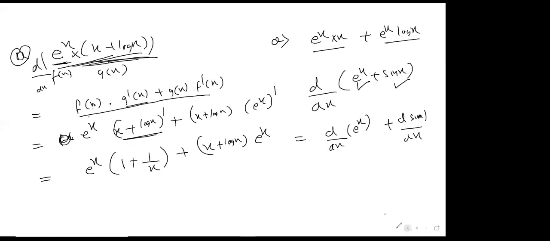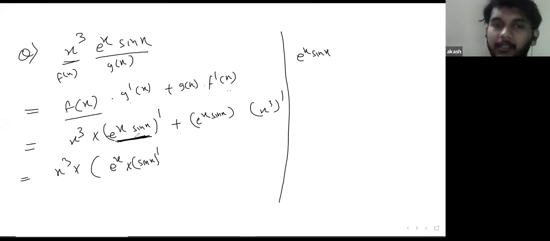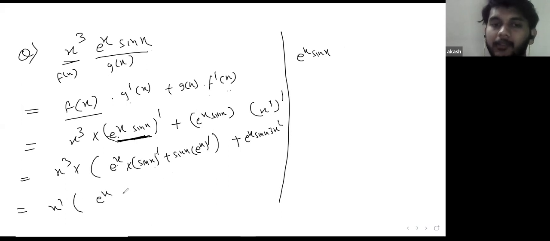So differentiating this one, e raised to the power x into sine x dash plus sine x into e raised to the power x dash, plus e raised to the power x sine x into 3x squared. So this is x cube into e raised to the power x. Differentiation of sine x is cos x, plus sine x into e raised to the power x, plus e raised to the power x 3x square sine x. Multiply this, you will get the answer.